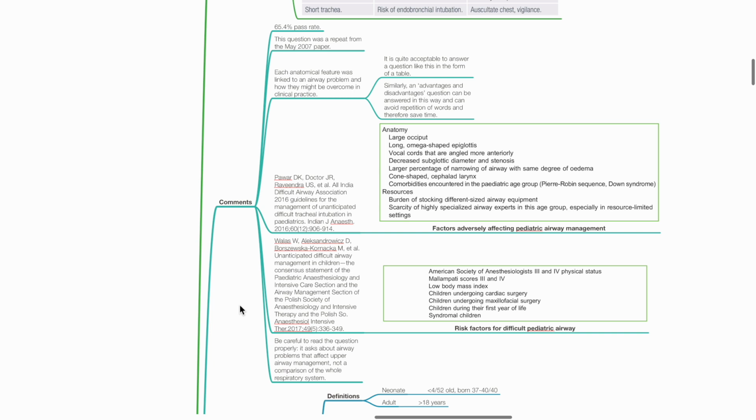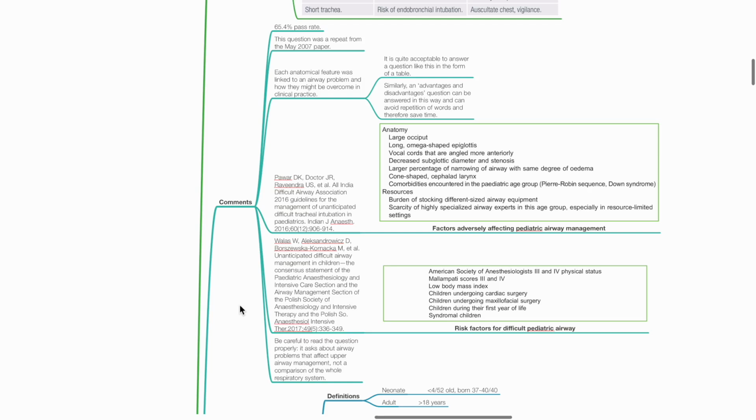65.4% pass rate. According to Pawa et al., factors adversely affecting pediatric airway management include anatomical factors and issues with resources. Anatomical factors include large occiput, long omega-shaped epiglottis, vocal cords that are angled more anteriorly, decreased subglottic diameter and stenosis, larger percentage of narrowing of airway with the same degree of edema, cone-shaped cephalad larynx, and comorbidities encountered in the pediatric group, such as Pierre Robin sequence and Down syndrome.